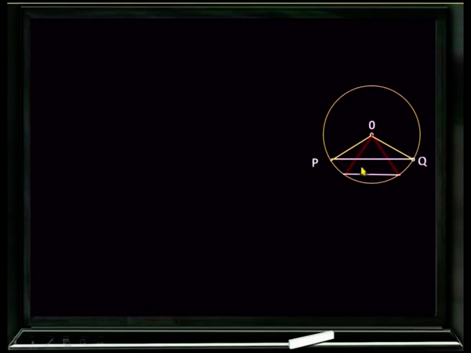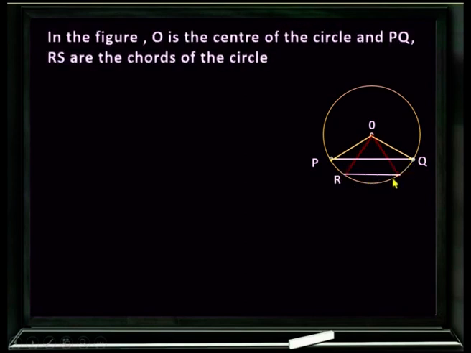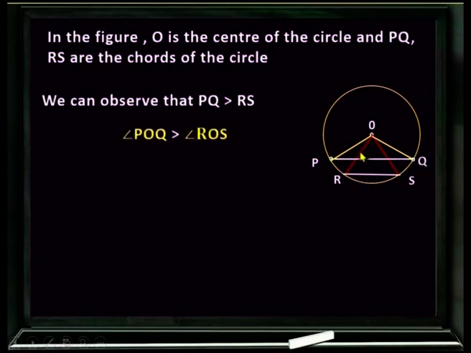Now, observe this one, students. In the circle, PQ is a chord and RS is also a chord. In the figure, O is the center of the circle, and PQ and RS are chords of the circle. What is the relationship between PQ and RS? The length of PQ is greater than the length of RS. Then what happens to the angles? The angles also have the same relation, that is, angle POQ is greater than angle ROS.